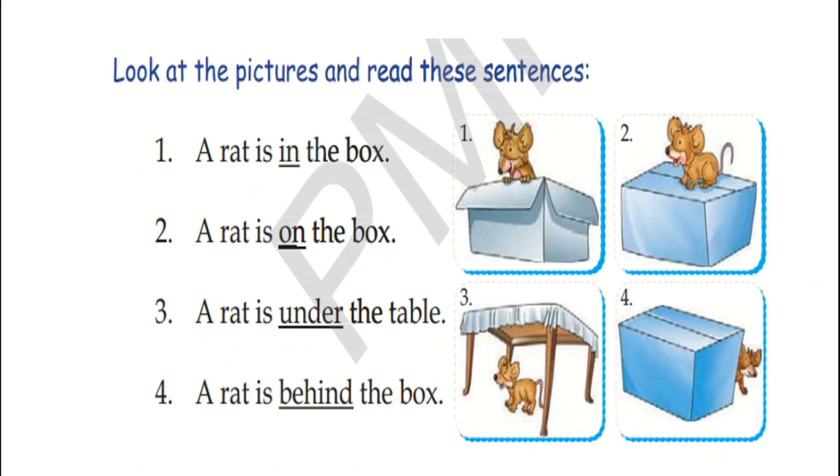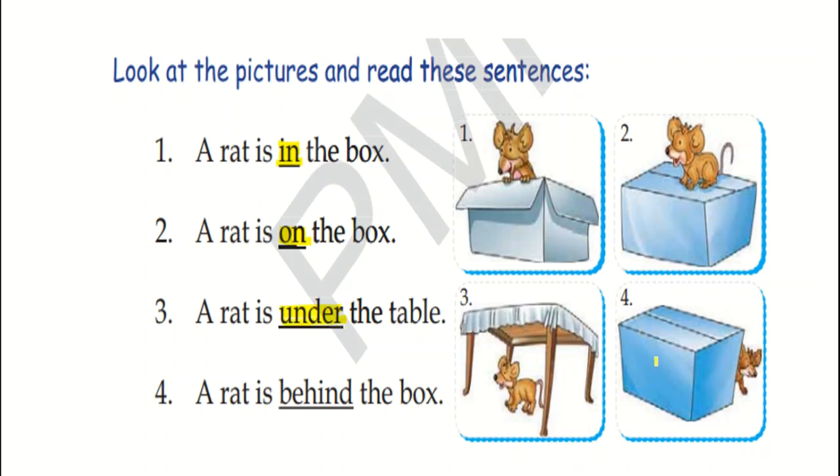Look at the pictures and read these sentences. Here, children, in these sentences, we are going to learn the use of the prepositions in, on, under, behind. Look at the first picture. Now see the first sentence. Let's read. A rat is in the box. Look at the second picture. Let's read the second sentence. A rat is on the box. Look at the third picture. Now read sentence 3. A rat is under the table.